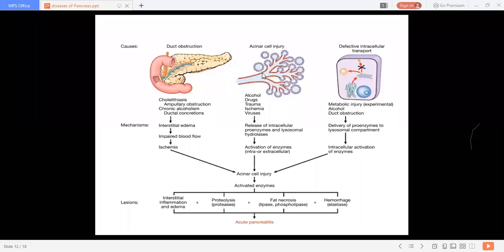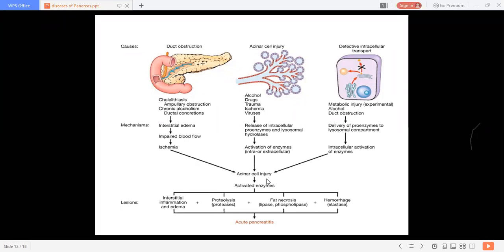Now here, alcohol, drugs, trauma, ischemia, or viruses, viruses like mumps and measles. There is release of intracellular proenzyme and lysosomal hydrolysis. There is activation of enzymes, intra or extracellular, which leads to acinar cell injury. And defective transport, that is metabolic injury, alcohol or duct obstruction, delivers the proenzymes to the lysosomal compartment and leads to intracellular activation of enzymes causing acinar cell injury.